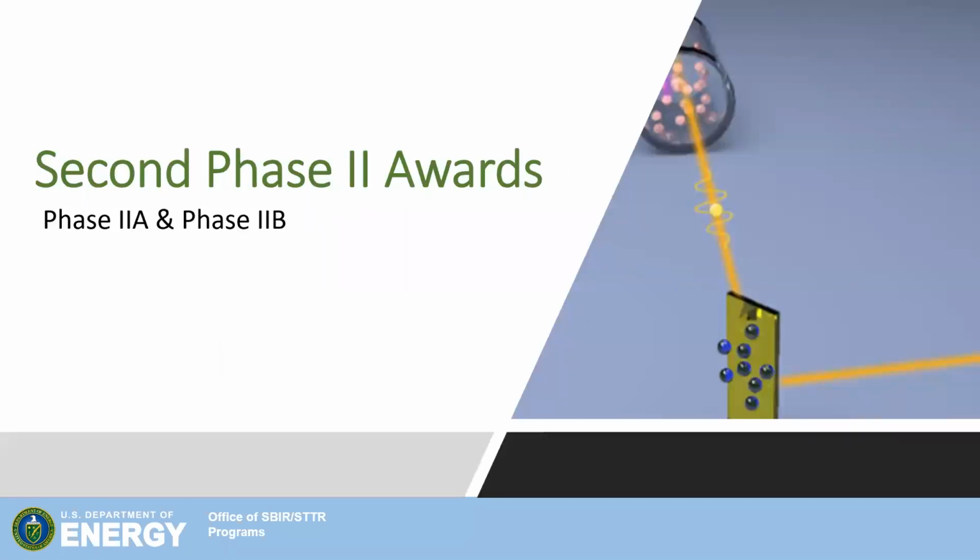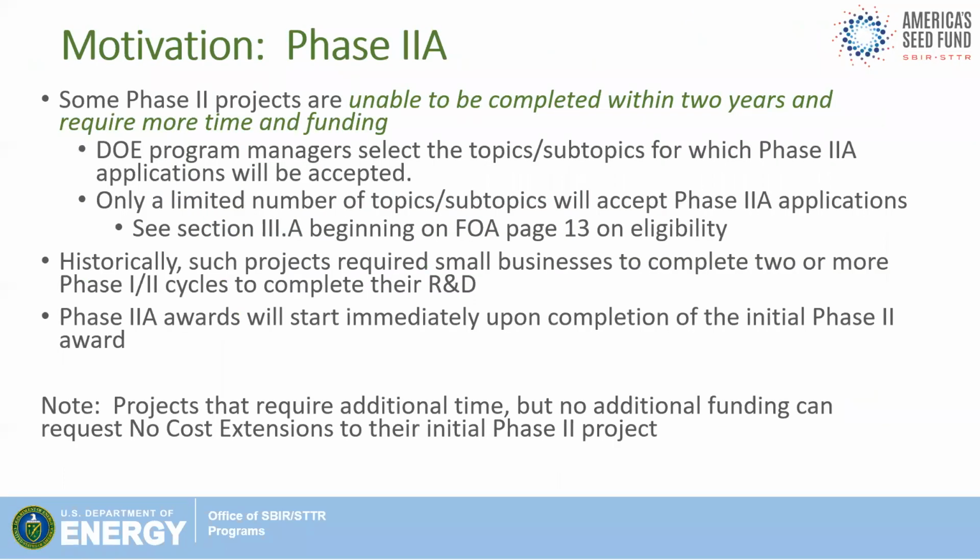Okay, now I'm going to go into phase 2A and phase 2B awards. Phase 2A: some projects are unable to be completed within 2 years and require more time and funding to be completed. We understand that these are research and development projects. Research and development is something that takes unexpected turns. And so in this case, we do have the 2A award available for you to be able to complete your phase 2 research and development.